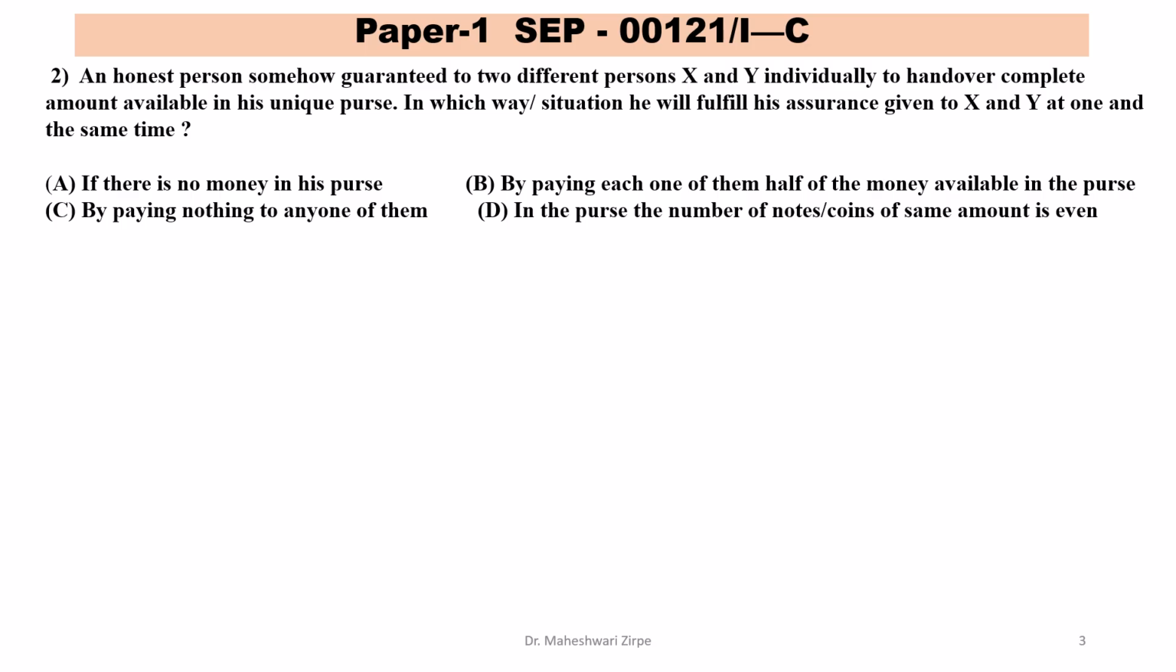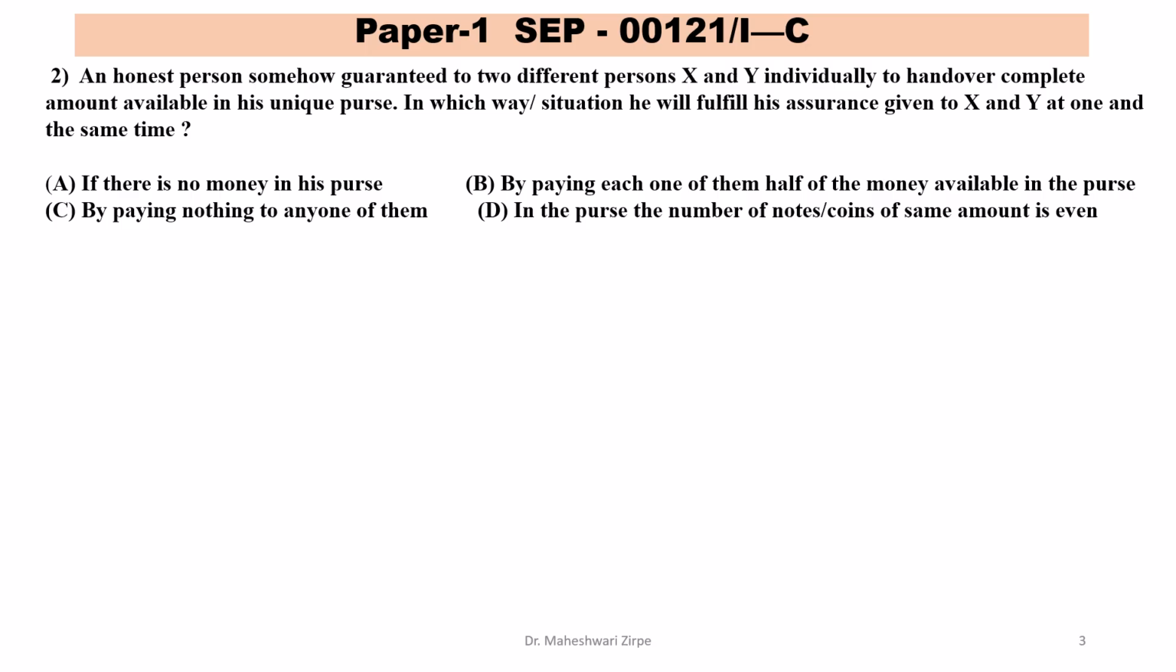Let us read first the options. Option A is if there is no money in the purse. Second is by paying each one half of the money available in his purse. Okay, and third one is by paying nothing to any one of them. And D is in the purse the number of notes or coins of the same amount is even.